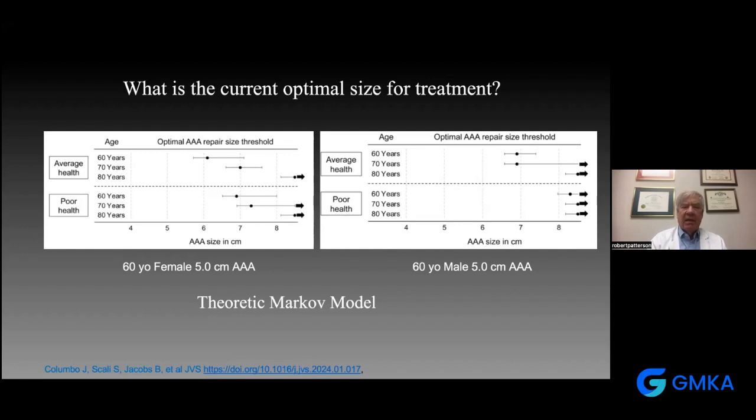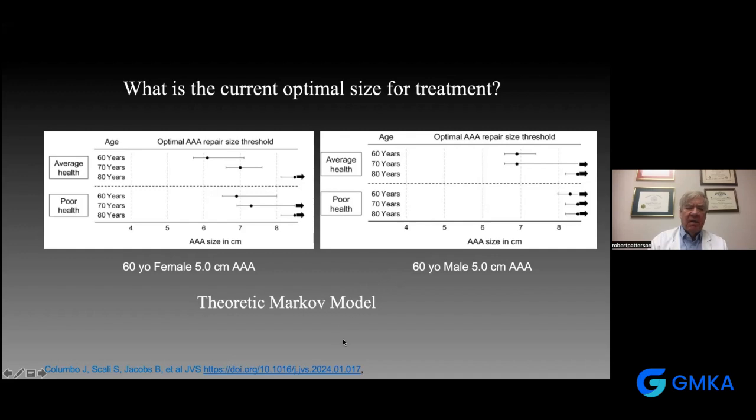And they said that in their Markov, for a 60-year-old woman who presented with a 5-centimeter aneurysm, following them to a larger aneurysm size at a different age would be appropriate. So they suggested 6.2 centimeters for a 60-year-old woman, and 7 centimeters for a 70-year-old woman. Again, this is based predominantly on risk both of endovascular and open.